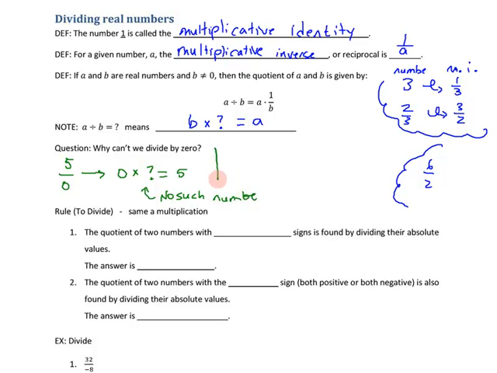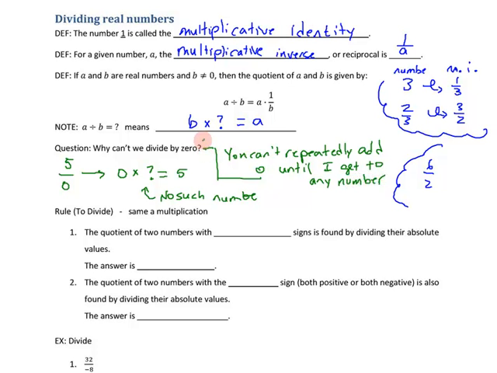So I can't repeatedly add 0 until I get to any number. That's the reason why we can't divide by 0. So whenever you see this type of number, what you're always going to say is this is undefined. Okay? Anything divided by 0 is undefined.